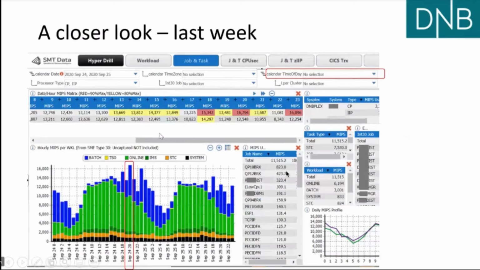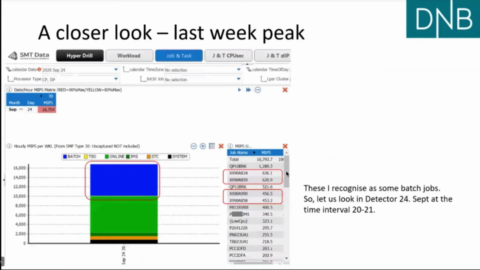Now I just choose 2 days, the 24th and 25th. And here I see, okay, I have 2 peaks. One is at 8 o'clock and one is at 10 o'clock in the evening. I go a little bit closer, just 1 hour, because if I do that, then I see just the jobs or processes that are running in this very hour. And here I see, okay, from my knowledge, here is something which is somewhat uncommon. I recognize them as some batch jobs. So now I can look into Detector and see what this is.